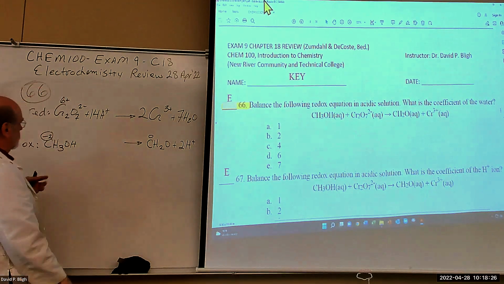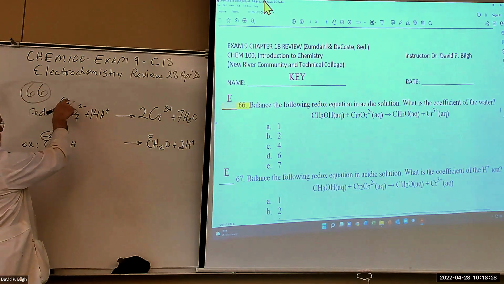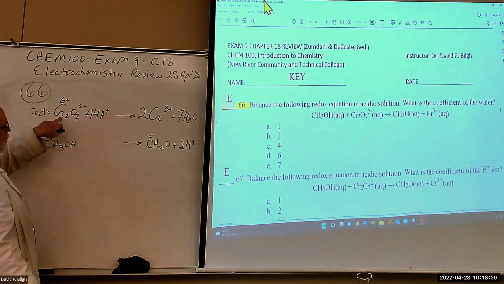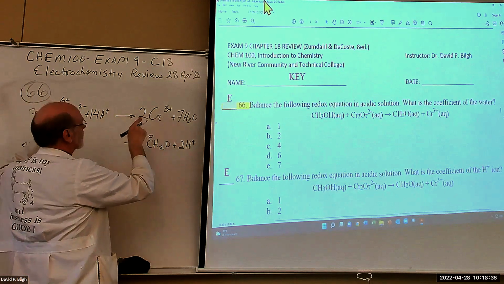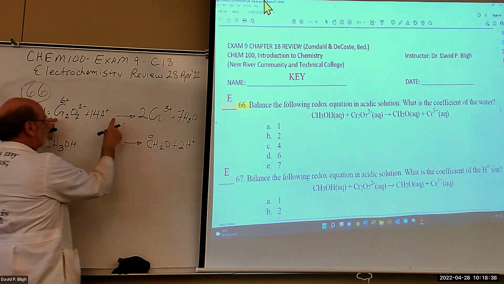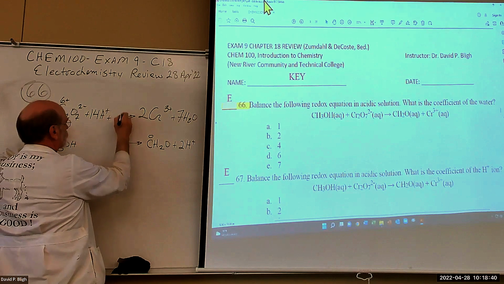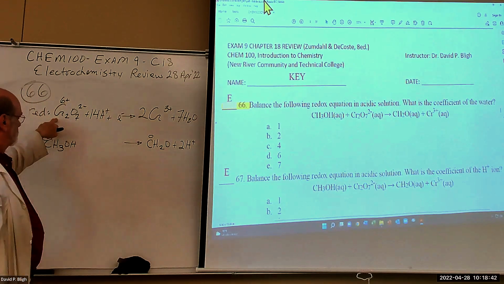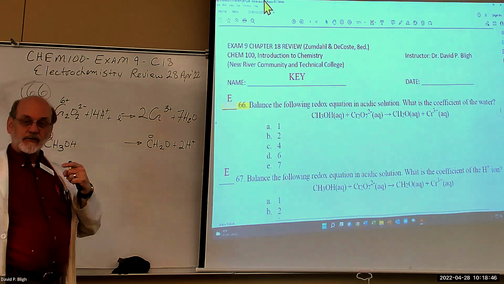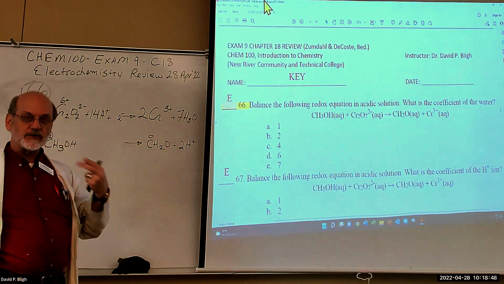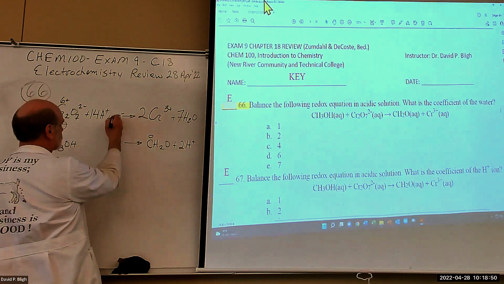What are the electrons doing? Well, we've gone from 6 plus for this chromium to a 3 plus, which means we had to add electrons. How many electrons? Well, 3 electrons for each chromium, but there are 2 of them. So that means 6 electrons.